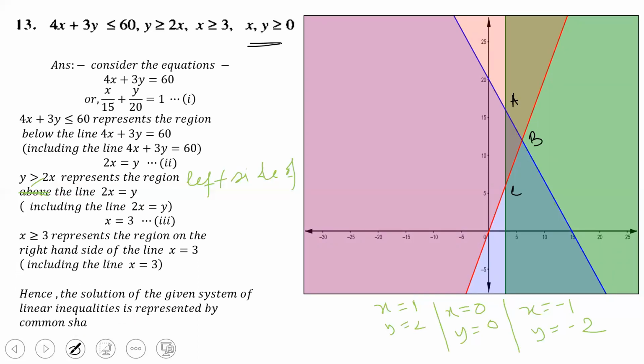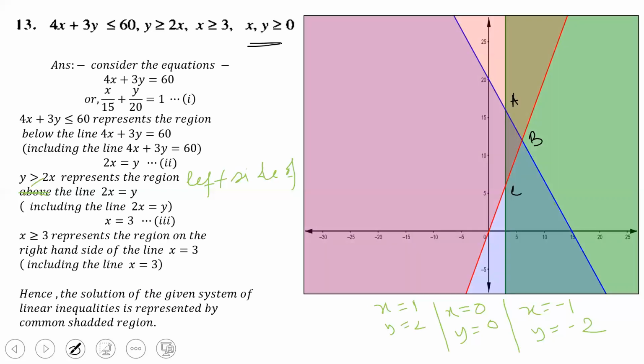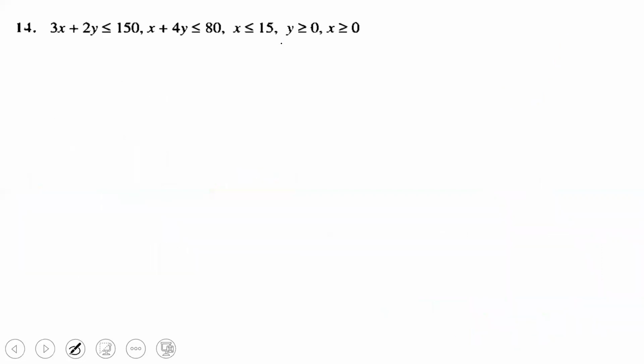Clear? Either you can use the shaded one, or you can just mark the solution region and write that the shaded portion is the solution region for this given system of linear inequalities. Okay, so moving to the next one.